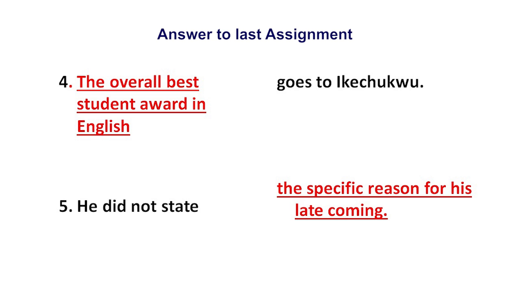Sentence five. He did not state the specific reason for his late coming. The first part says he did not state. The second part of the sentence is the specific reason for his late coming. The phrase there is the second part, the specific reason for his late coming, because it does not have any verb in its basic, S, or past form. The only verb there is the word coming. It is not a finite verb. So the specific reason for his late coming is a phrase.